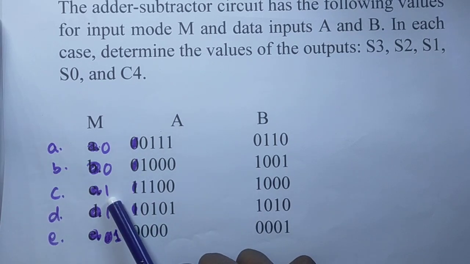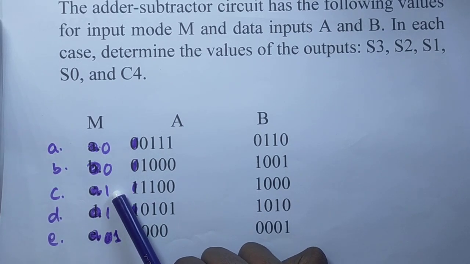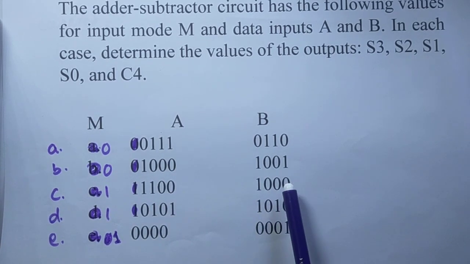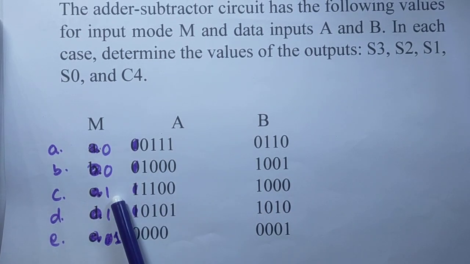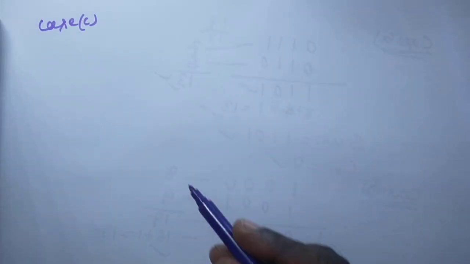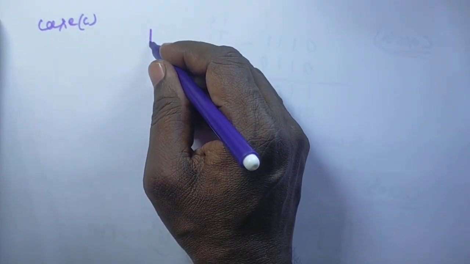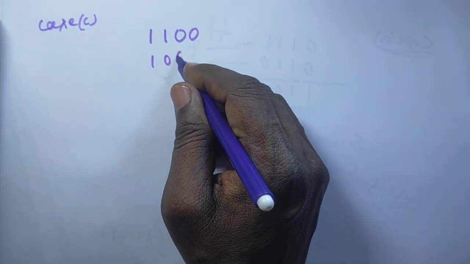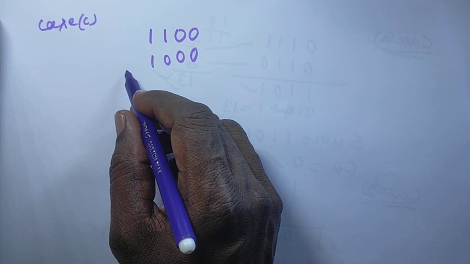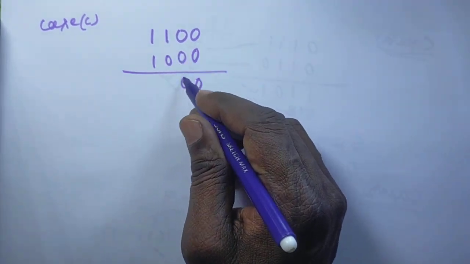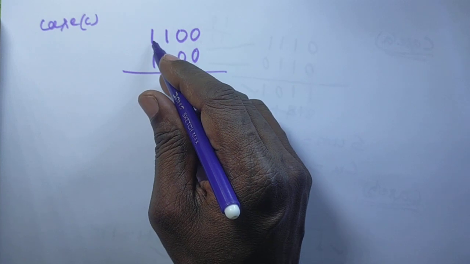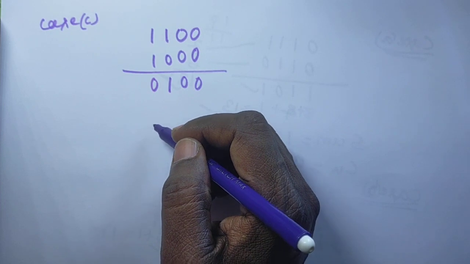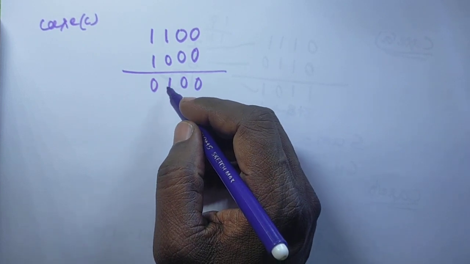M is 1. EP1, I told, means subtract. That means subtract: here A value is 1100 minus 100, since the M value is 1. Now we see in a very simple way. I will write A value is 1100, B value is 1000. These two values. Now we subtract: here is 0, here is 1. Here 1 minus 1 is 0. Now test it. So there is no problem, very simple.